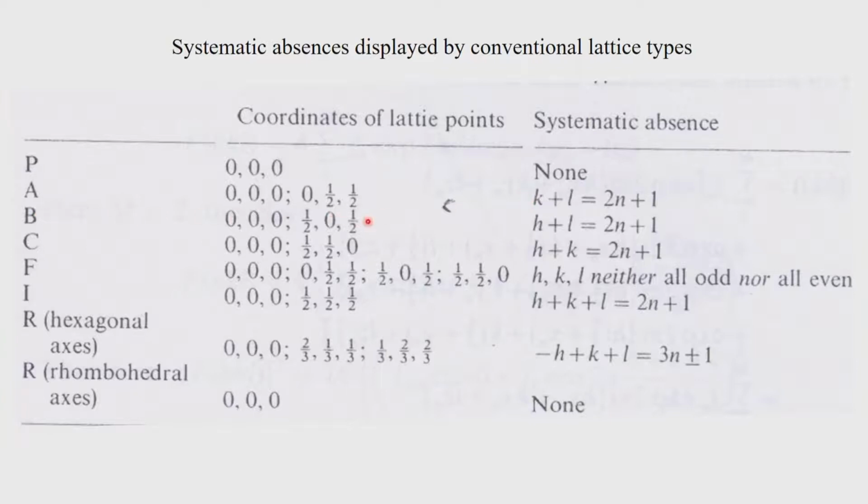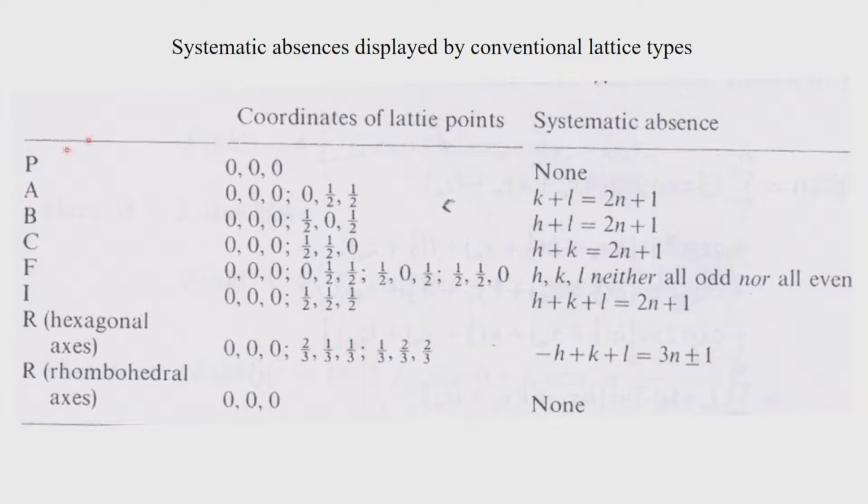B centered lattice likewise, and C centered lattice likewise, and F we have learnt just now. Here I have written the English explanation, HKL neither all odd nor all even. That means they have to be either all odd or all even to get the reflection present. So, this is systematic absence: neither all odd nor all even. The I centered is fairly straightforward, h plus k plus l is equal to 2n plus 1.